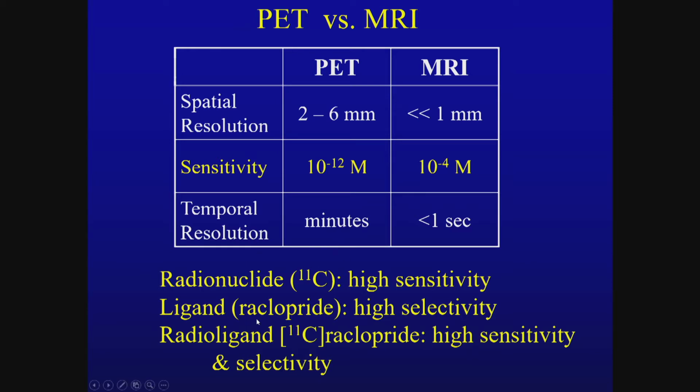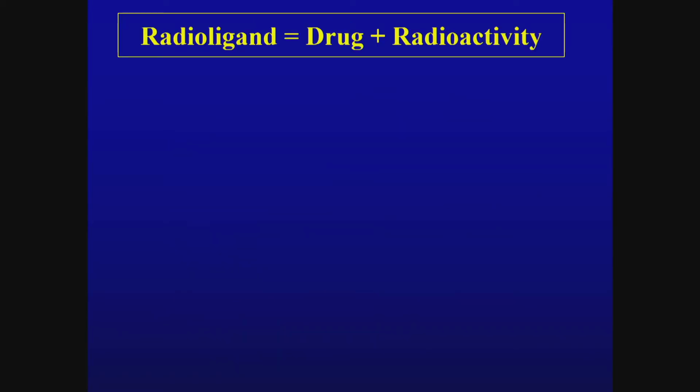If that is combined with a drug like raclopride, it can have high selectivity for the D2 type of dopamine receptor. You end up with a radioligand, C11 raclopride, that has high sensitivity because of the carbon-11 and selectivity because of the raclopride. So this can be used for any protein in the body, enzyme, receptor, transporter, and be able to measure it in vivo with a PET device. So a radioligand then is a drug plus some radioactivity with it.